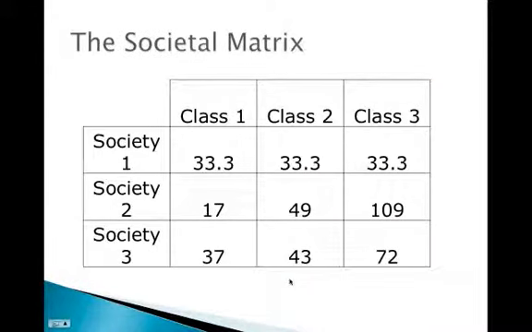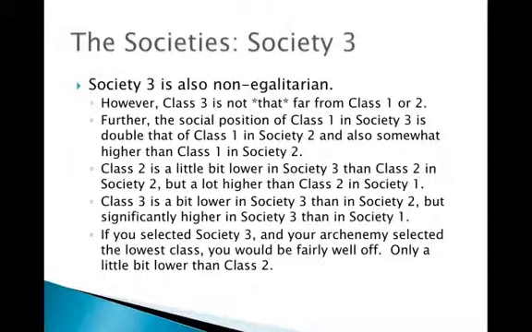Okay. Again, the societal matrix. The one thing we haven't looked at yet is Society 3. Again, 3 classes, 37, 43, and 72. So Society 3 is also non-egalitarian. However, Class 3 is not that far from Class 1 or 2 in Society 3. Further, the social position of Class 1 in Society 3 is actually double that of it in Society 2 and a lot higher than it is in Society 1.